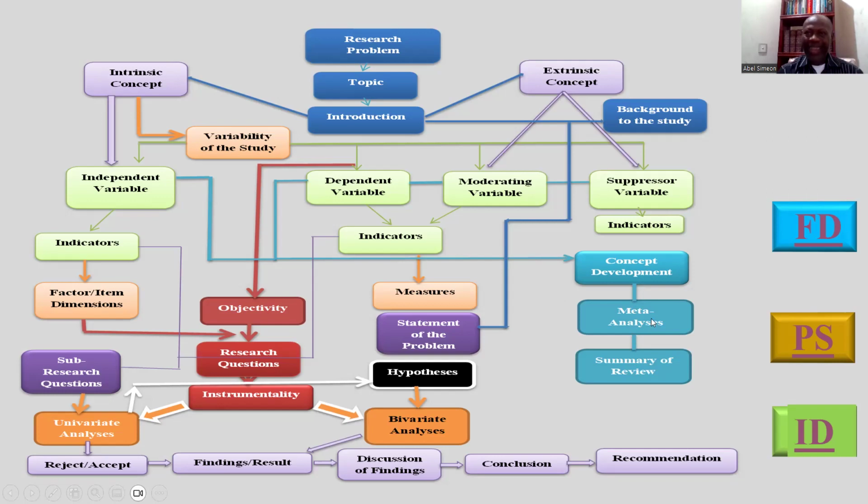The empirical review. You review the empirical work of other people and then relate them to your own. And then you look at the summary of the review. So this is basically the schematic diagram of your research.